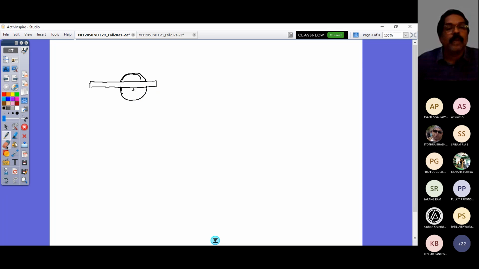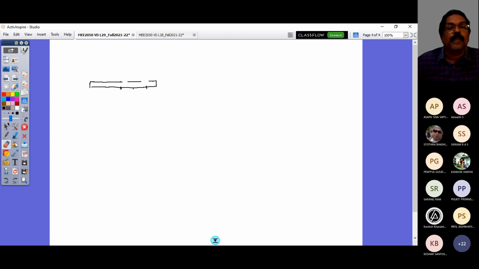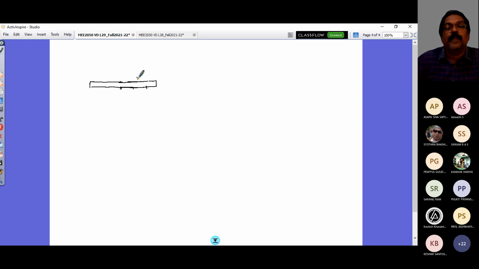So let me change the diagram. This is the rear axle wheel, and you have something called a trailing arm here. This is the trailing arm. The inclination of this trailing arm, let us say, is angle beta.